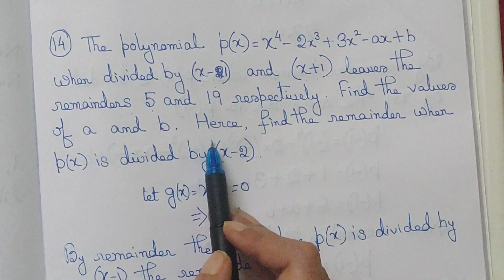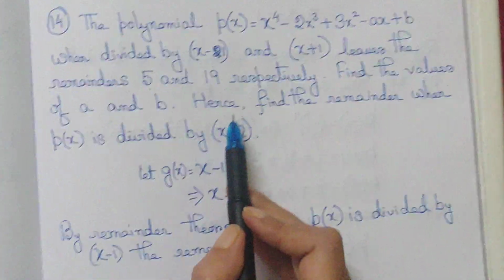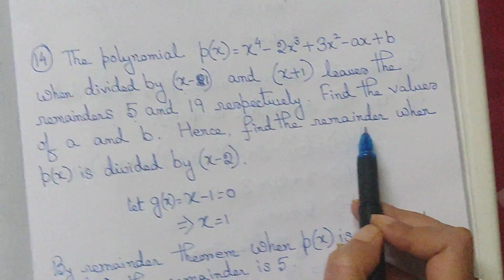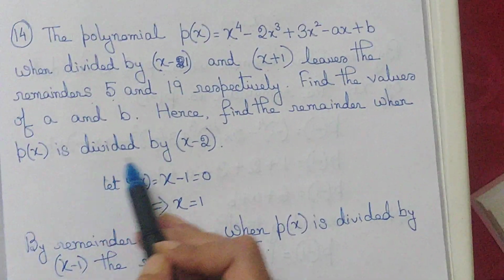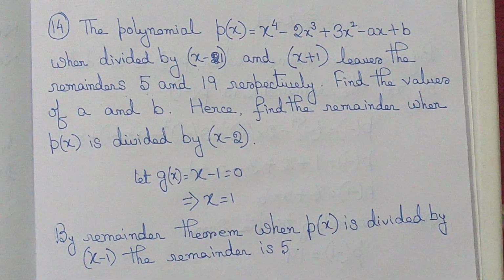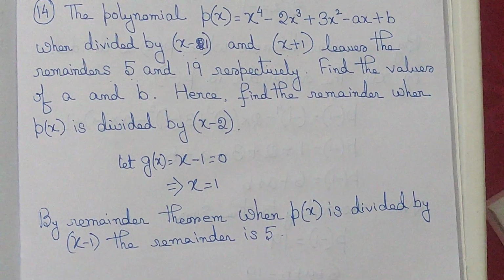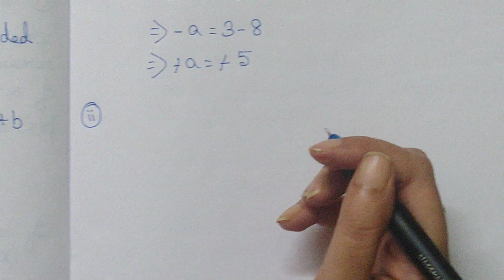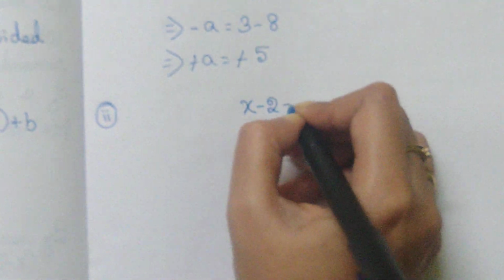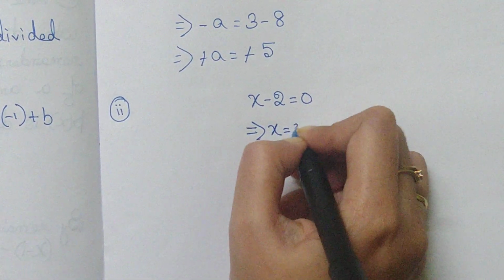This sum number 14 has one more part, that is, hence find the remainder when P(x) is divided by x minus 2. Now I have to find the remainder when P(x) will be divided by x minus 2. So let's start with part 2. Again we will start with x minus 2 equals 0, which implies x equals 2.